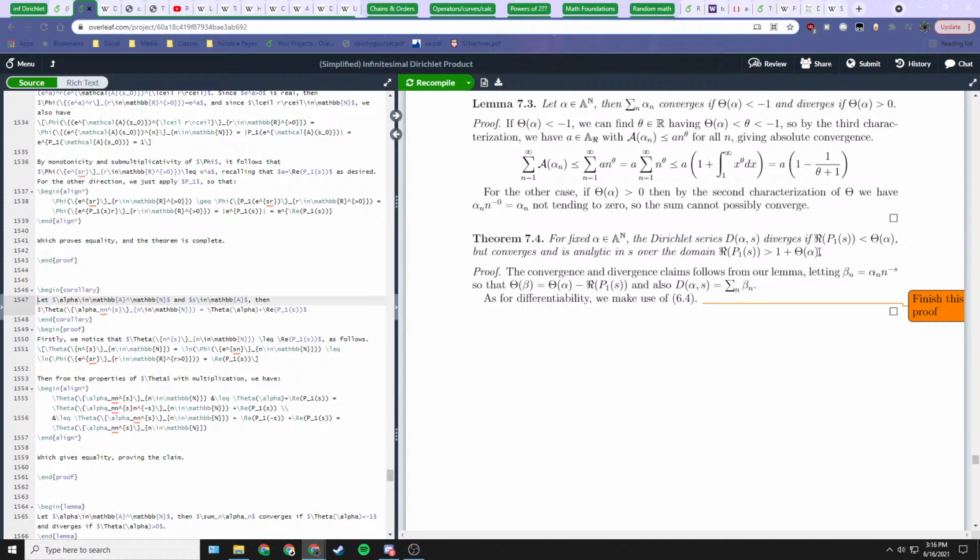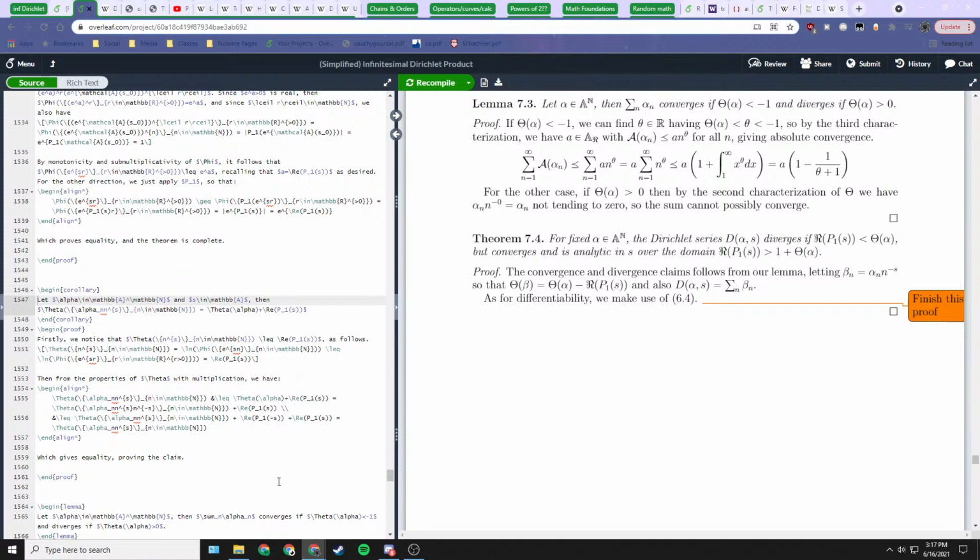The first part of this theorem is that this Dirichlet series, d of alpha, where alpha is the coefficient and s is the variable, will diverge if the real part of p1 of s is less than theta of alpha. But it will converge and be analytic in the case that the real part of p1 of s is strictly greater than 1 plus theta of alpha.